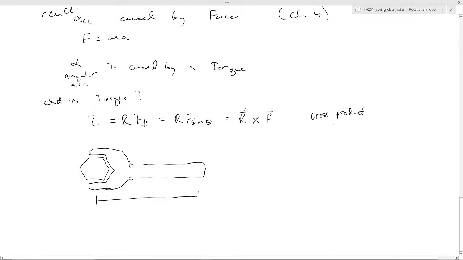The wrench is going to have some length. We'll call that R. Sometimes they talk about this as being the lever arm, which is sort of an intuitive description. And then you apply a force to this wrench. It's not the length of the wrench per se, it's the length where you apply the force. For example, this could be R2 if that's where you were applying the force, but you get the idea.